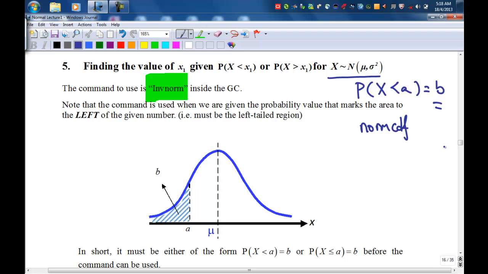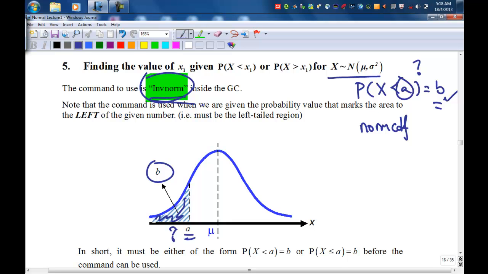Now, what happens if I want to do it the other way around? Meaning, I actually now know b, but I don't know what a is. Then the function to use is inverse norm. On the diagram, what this means is I now know what this probability b is, this shaded region, but I don't know what the a is, this value on the x-axis. Then I will just use this.